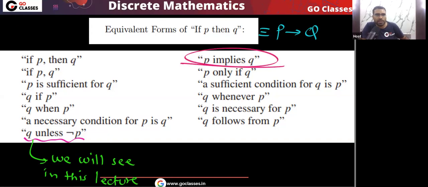Now you can see P implies Q, P only if Q, a sufficient condition for Q is P, Q whenever P. Okay, so very simple. You can see Q follows from P. So these are different English translations. I hope all are clear. Let me know. Are you confident? If I give you any statement, can you write it?